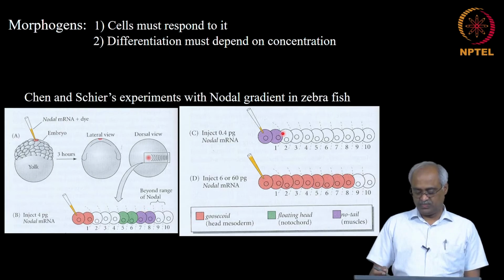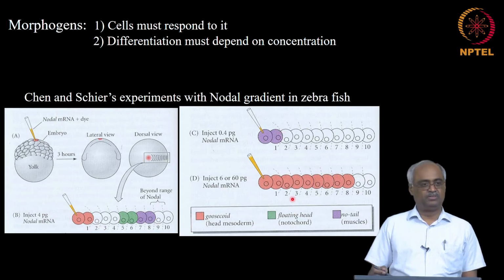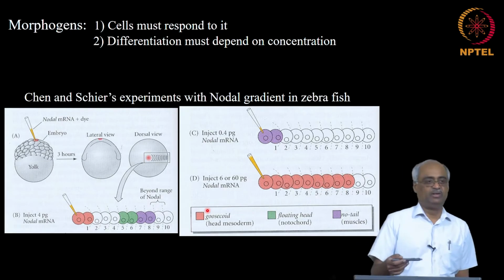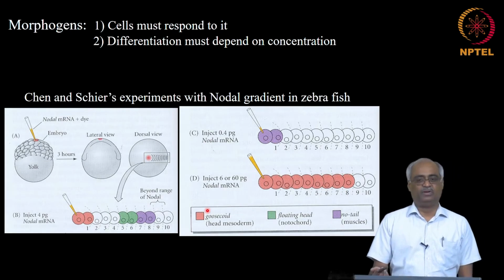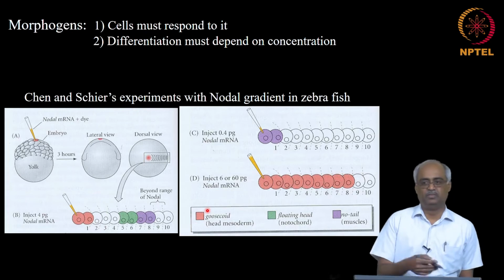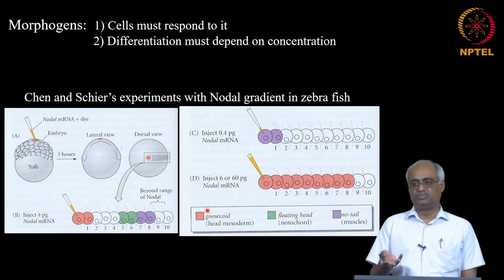So, that is experimentally demonstrated in the subsequent sections here. If you have far less nodal mRNA injected in these cells, they directly activate no tail. The concentration is far below what is required to activate goosecoid. These are not difficult to understand. If you want to think chemically, think about the affinity for the interaction between the protein and the DNA sequence.